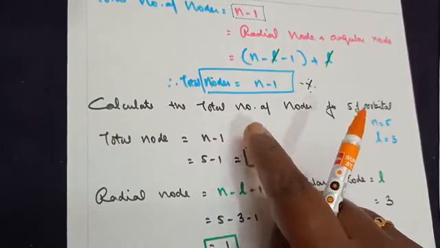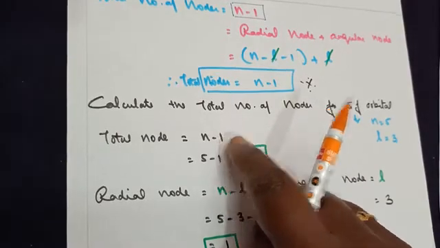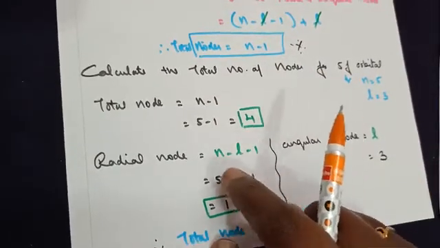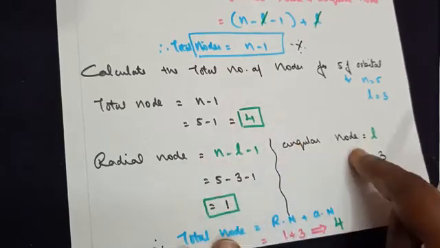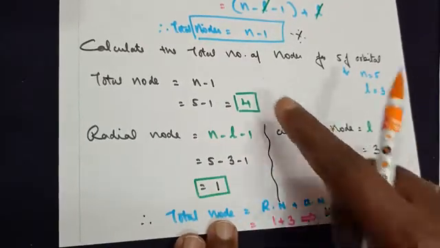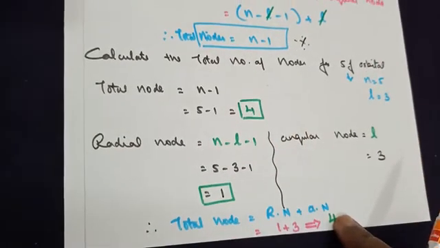So whether you directly substitute into the main formula or you are asked to calculate in terms of radial node and angular node, you have to add them up. Both methods will give you the same answer.